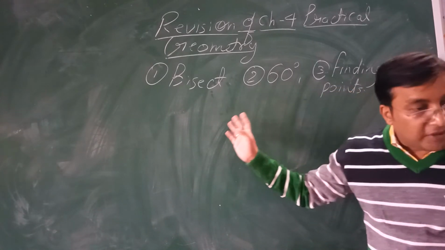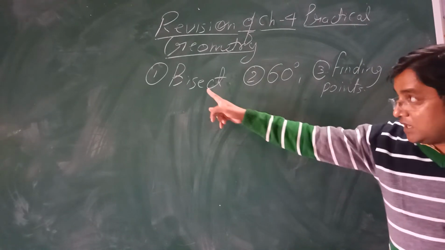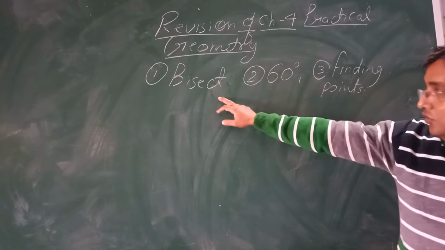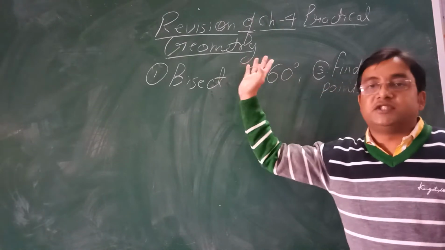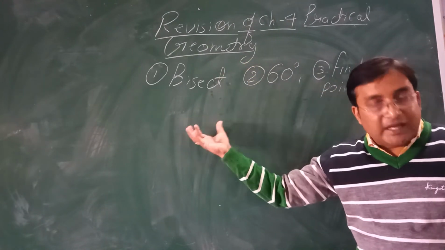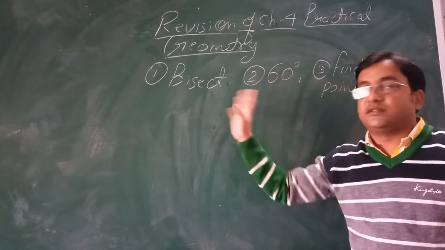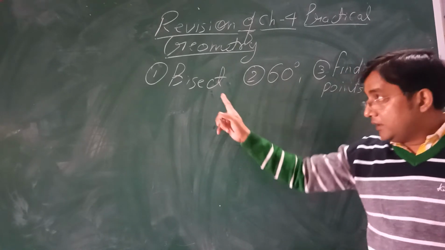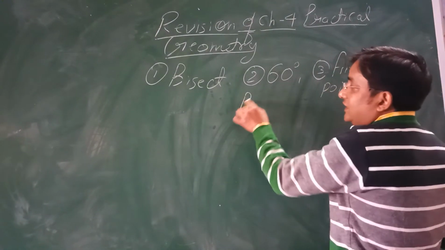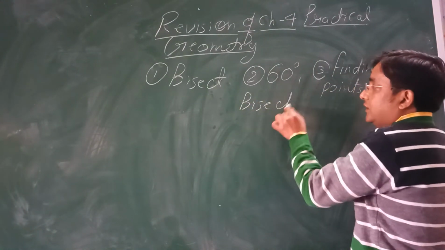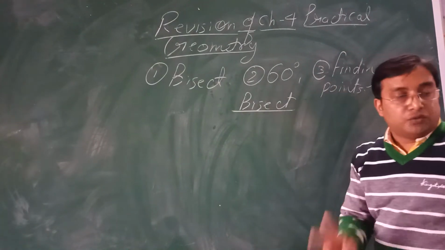Let us discuss one by one how to bisect. See, if you understood all these three things, you will be able to understand this whole chapter. And it will take hardly 10 minutes to revise this thing. It's very simple. When we bisect things, we actually bisect two things in geometry.